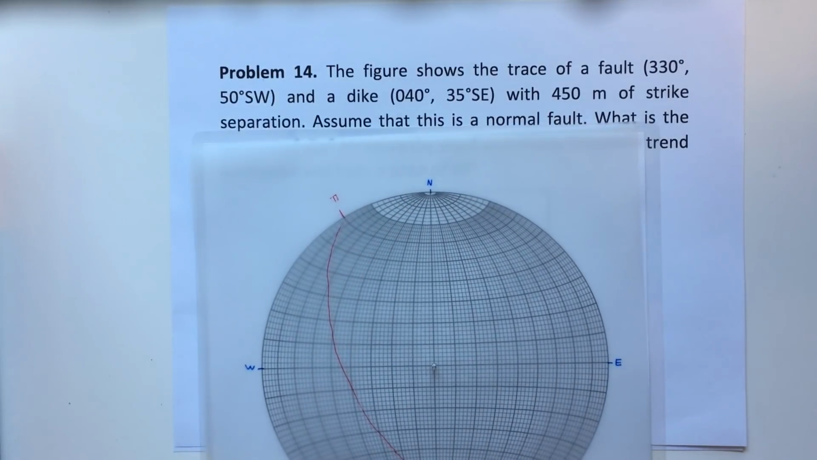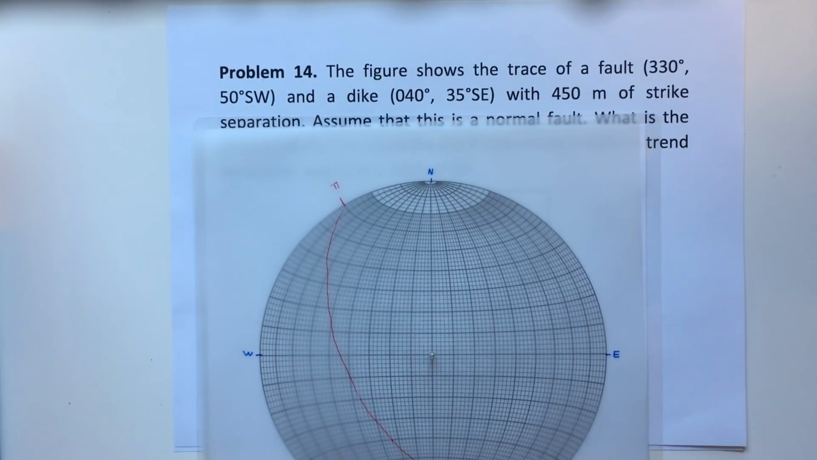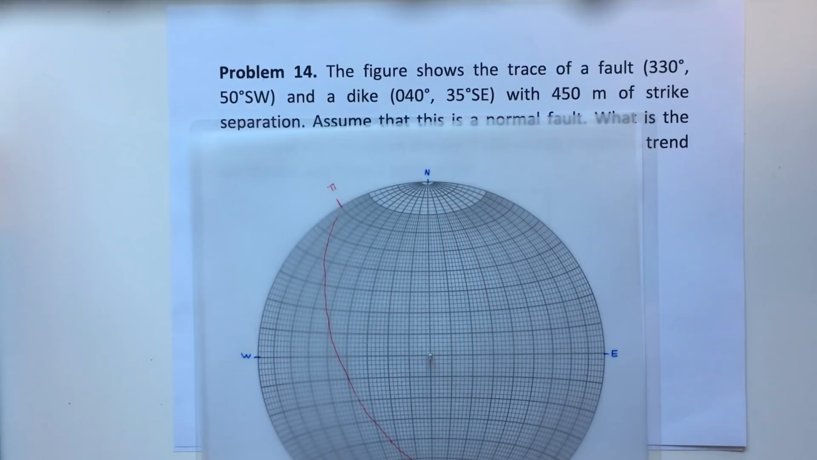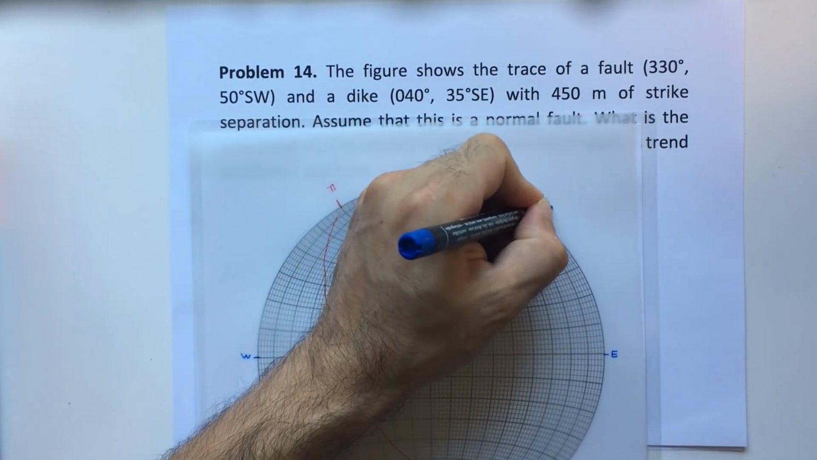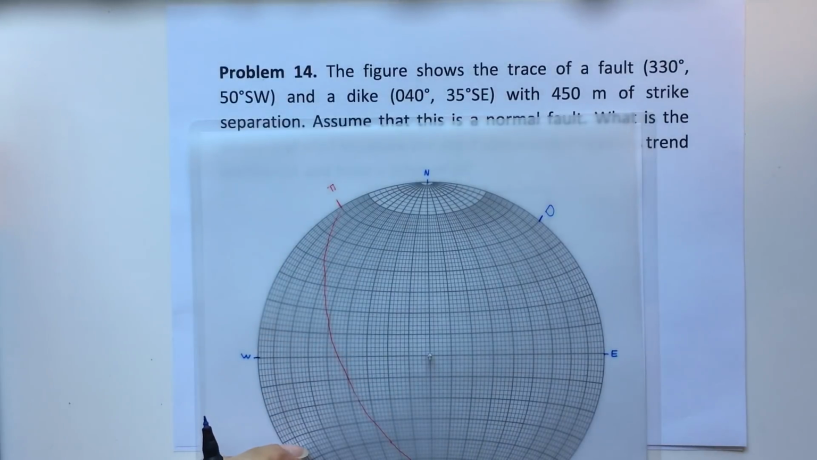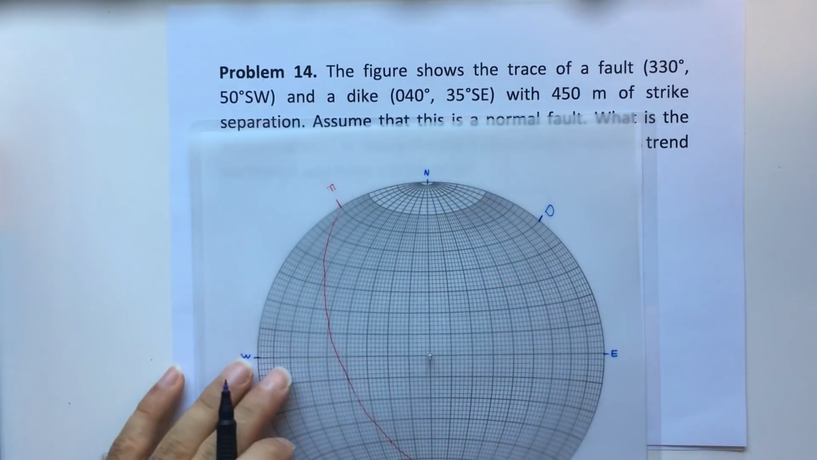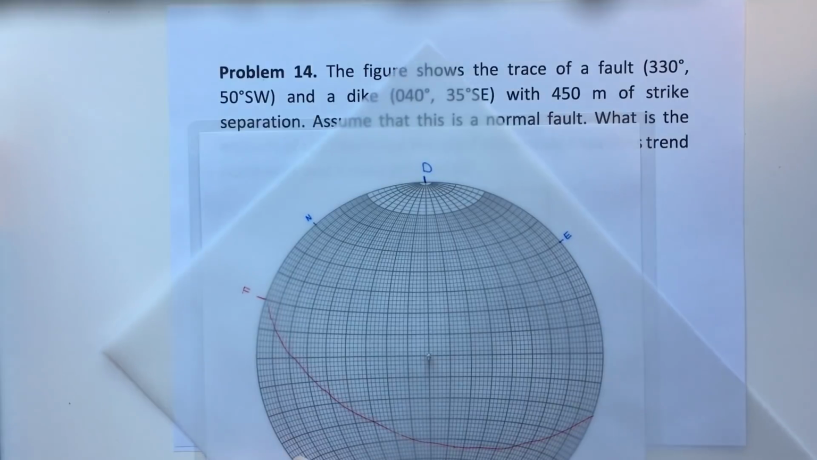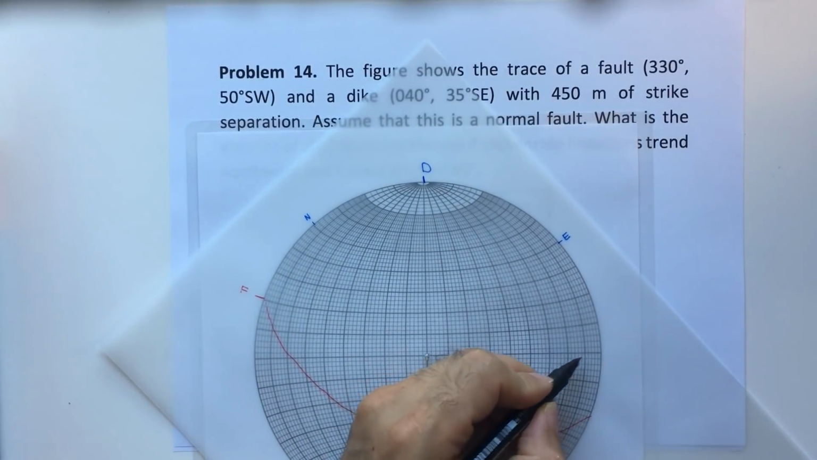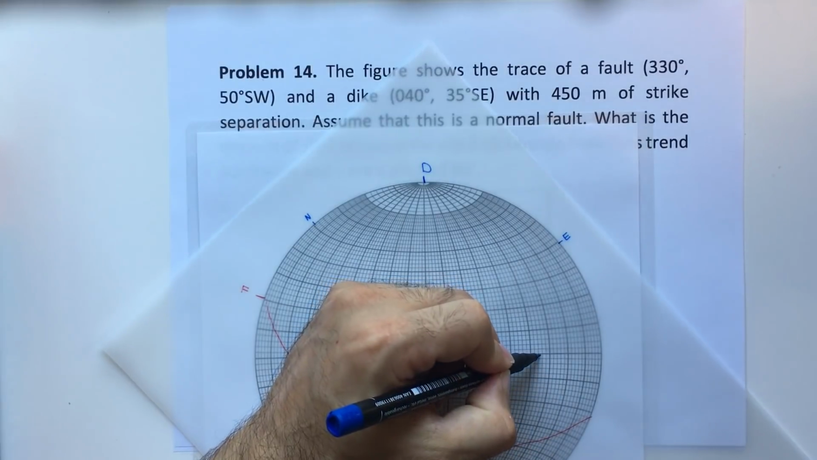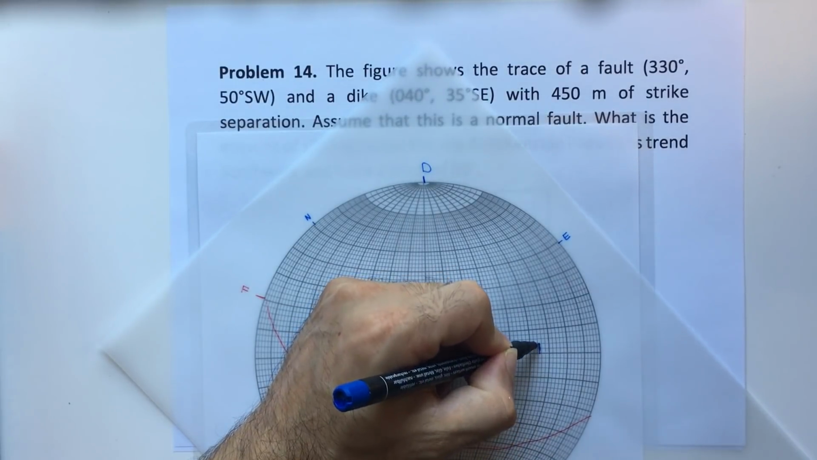The dike is 40 degrees. Okay, the azimuth of the strike is 40. 10, 20, 30, 40. And it is dipping towards southeast, 35 degrees. 10, 20, 30, and 35.